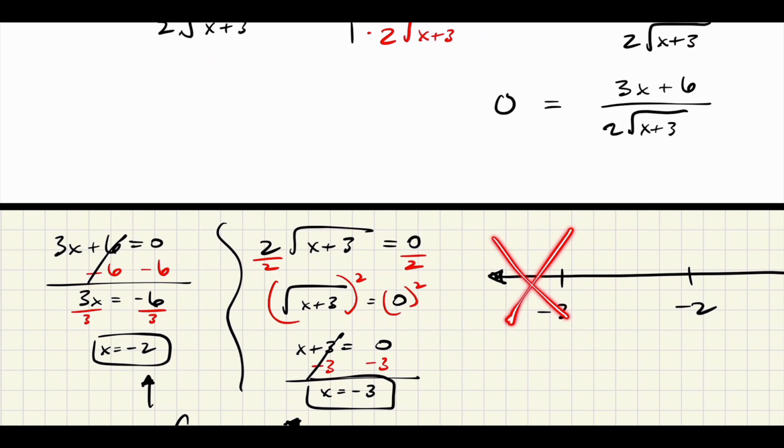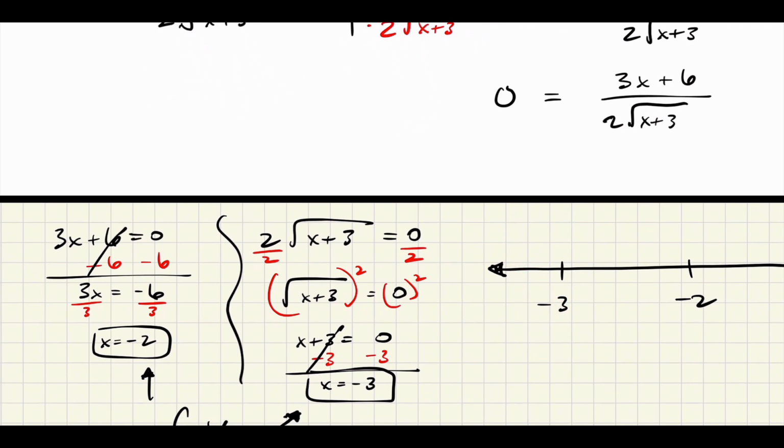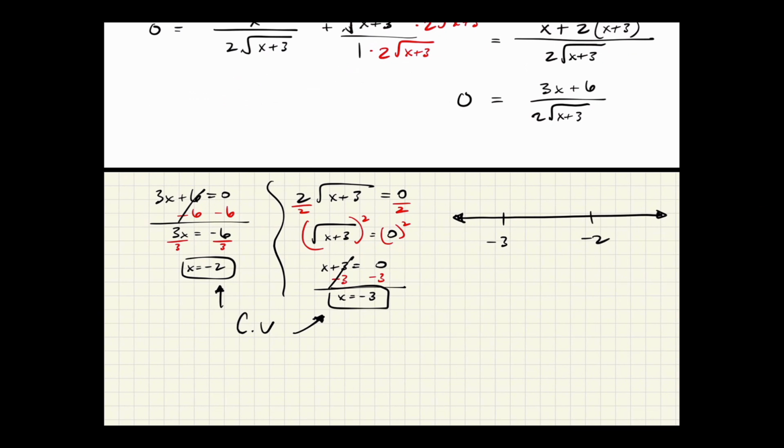Okay, so let's go in between negative 3 and negative 2. Let's try negative 2.5.